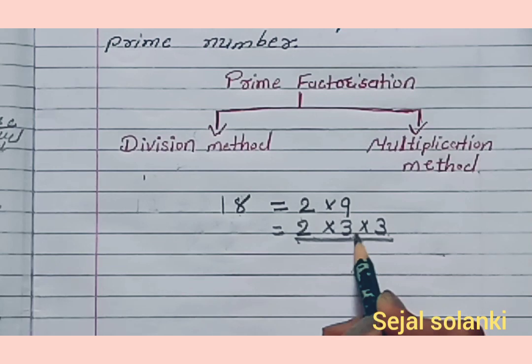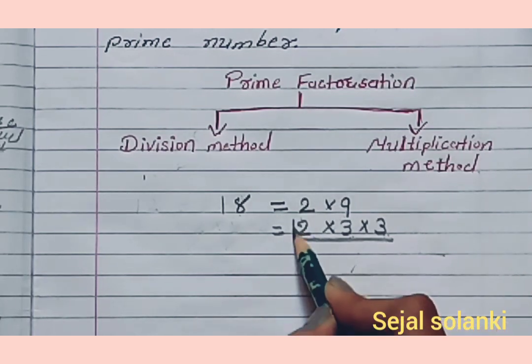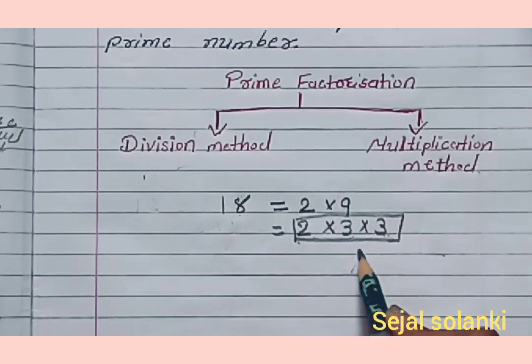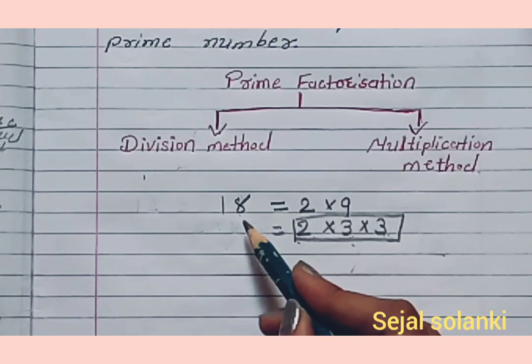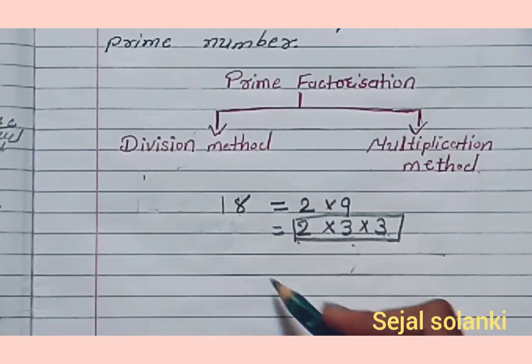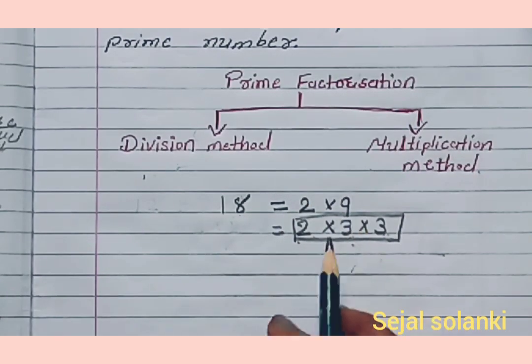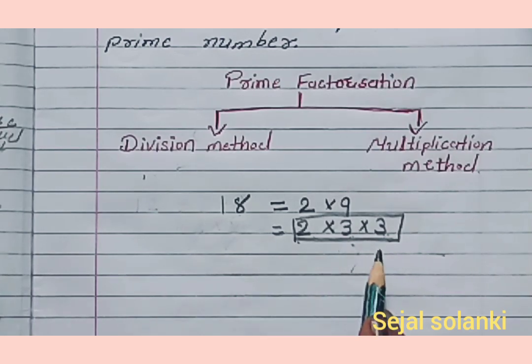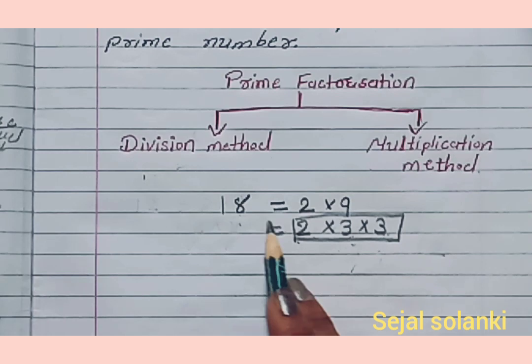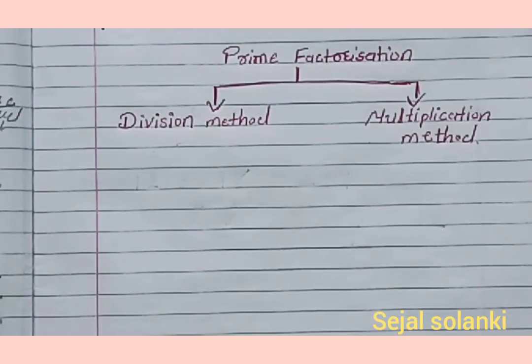2 into 3 into 3. So this 2 into 3 into 3 is called the prime factors of 18 and this method is called prime factorization. 2 into 3 into 3, we will get the product 18, and this is the prime factorization of 18. Now there are two methods to find out prime factors: division method and multiplication method. The multiplication method we know very well.